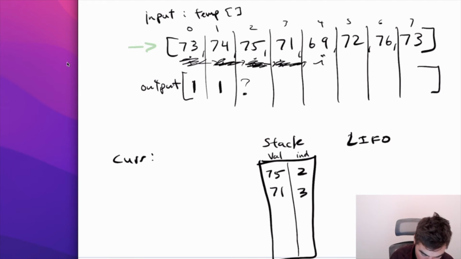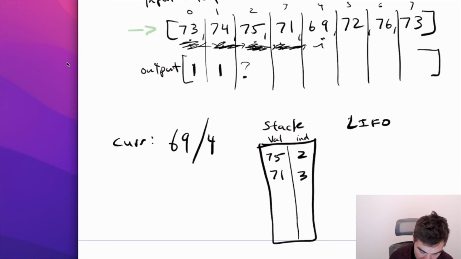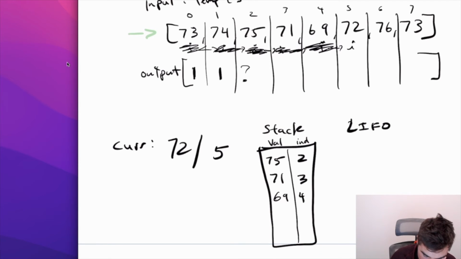Okay, and then we are now at 69, right? So we got 69 and 4. This one also is cooler. So this one's another candidate where we just put it back onto the stack and increment I over here. Now I is 72. I is 72 and what? It's 5. Okay, 72 and 5.